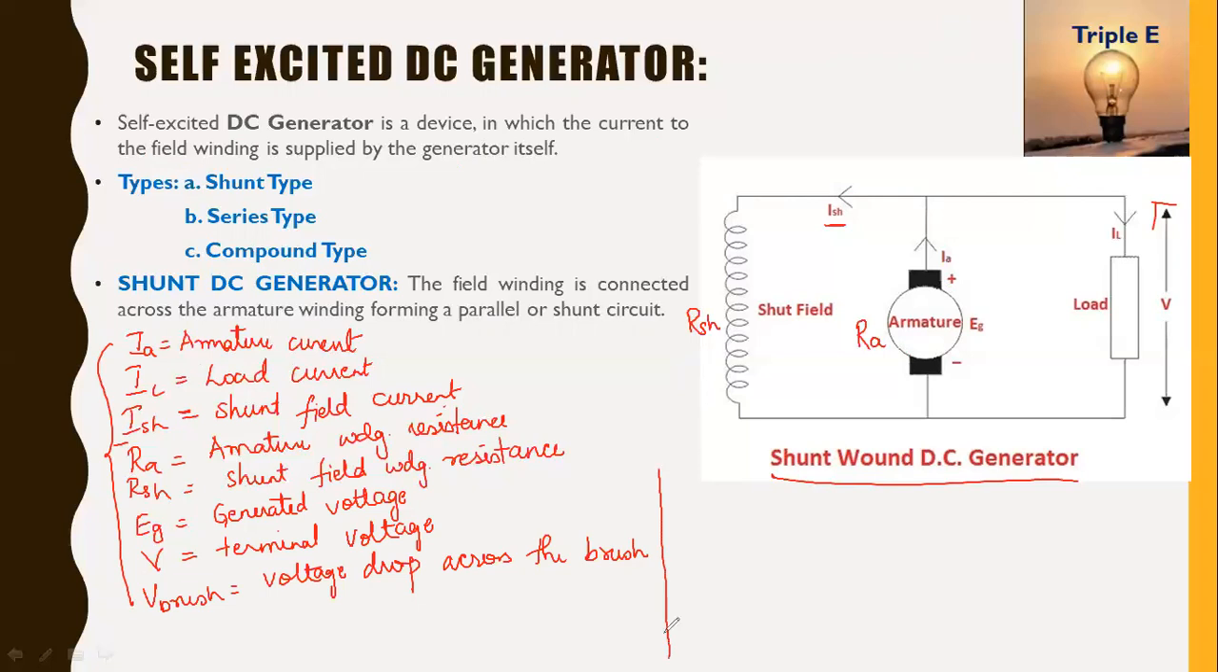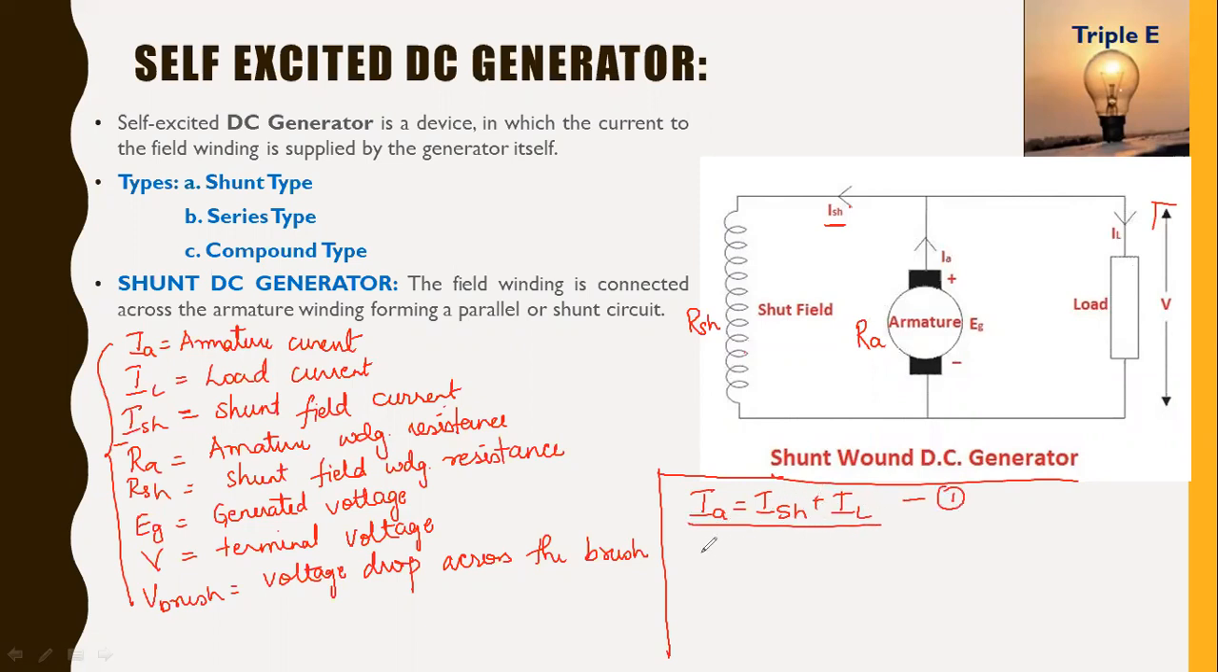Now let's find the equations related to this shunt DC generator. Talking about the current, the current produced in the armature is the sum of ISH as well as IL. That means this current supplies the current to the field winding as well as to the load. So we can write IA equals ISH plus IL. This is equation 1, relating the armature current and the other currents.